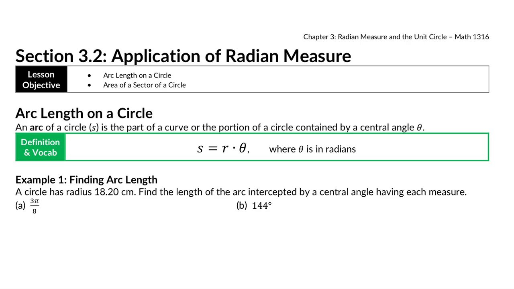One of the main applications of radian measure that we're at this point going to be able to do in class has everything to do with arc length and eventually area of a sector. Those are the two applications we're going to be using today.